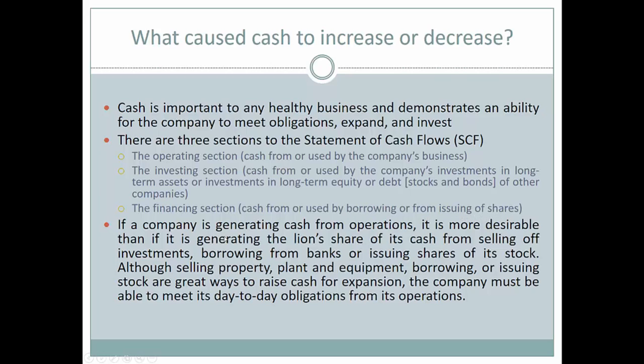If a company is generating cash from its operations, it is more desirable than if it is generating the lion's share of its cash from selling off its investments or its assets, borrowing from banks, or issuing shares of its stock. Although selling property, plant, and equipment, borrowing, or issuing stock are great ways to raise capital for expansion, the company must be able to meet its day-to-day obligations from its operations.